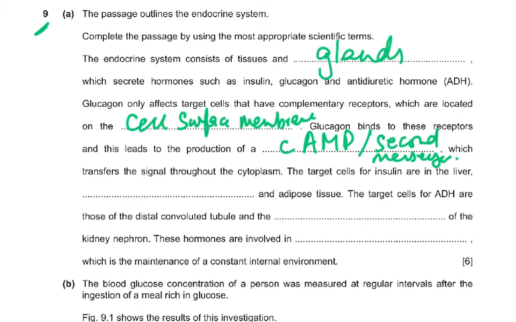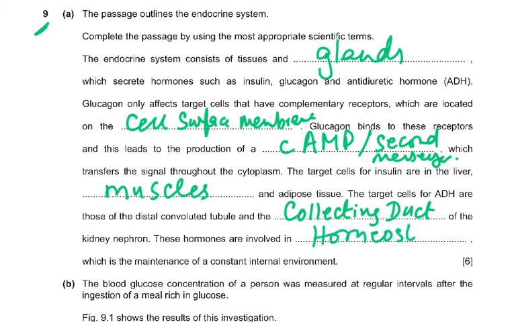The target cells for insulin are in the liver, muscles, and adipose tissue. The target cells for ADH are those of the distal convoluted tubule and the collecting duct of the kidney nephron. These hormones are involved in homeostasis, which is the maintenance of a constant internal environment.